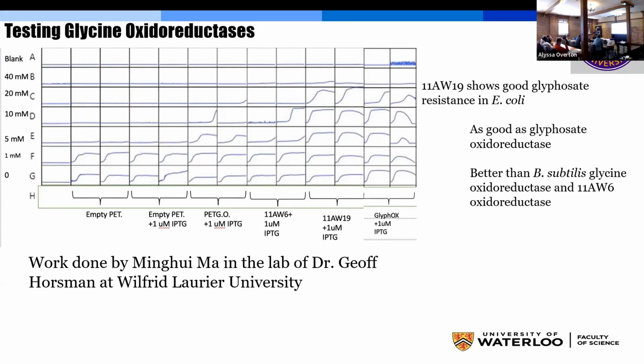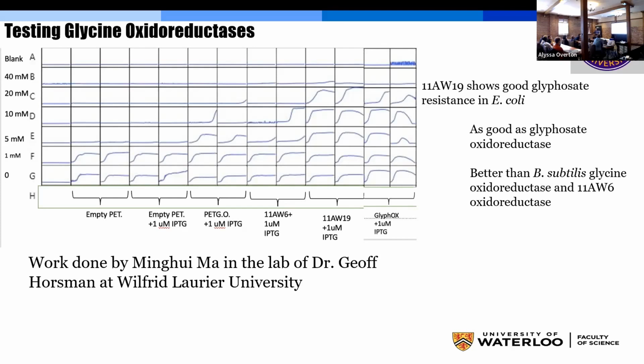And what they compared this to is the canonical glycine oxidoreductase that provides resistance to glyphosate, from Bacillus subtilis. So they cloned that gene, and they showed, yes, it does in fact provide a little bit of resistance to glyphosate. And they compared our clones. They cloned the genes out of our cosmids, so these are isolated genes, and showed 11AW6 provides, again, a little bit of resistance to glyphosate, a little bit better than the glycine oxidoreductase from Bacillus subtilis. And then 11AW19 provides very good resistance to glyphosate.